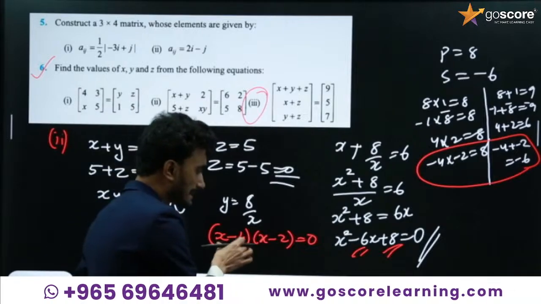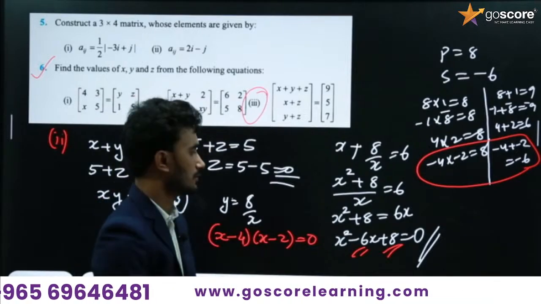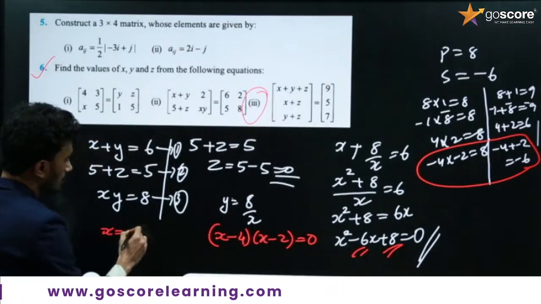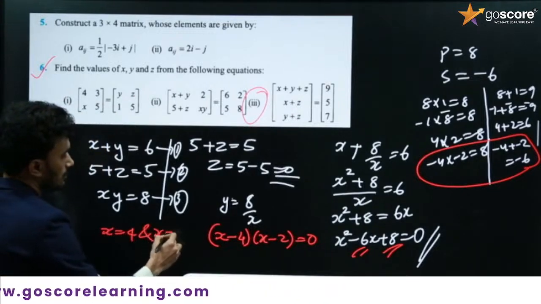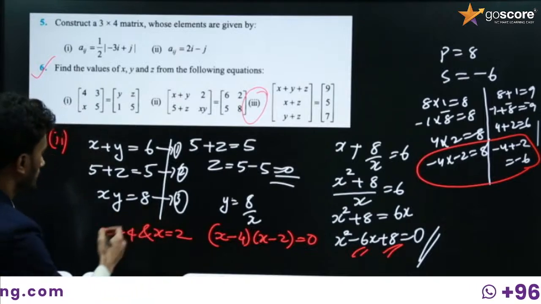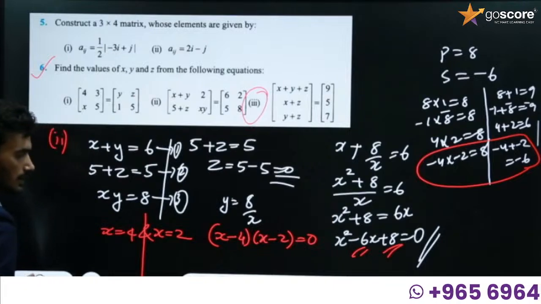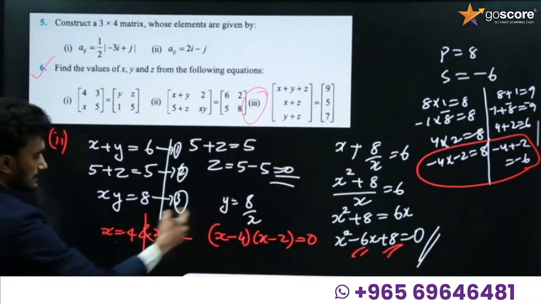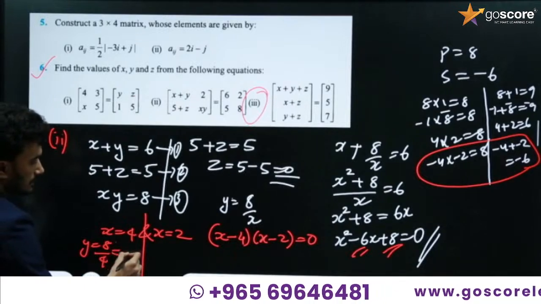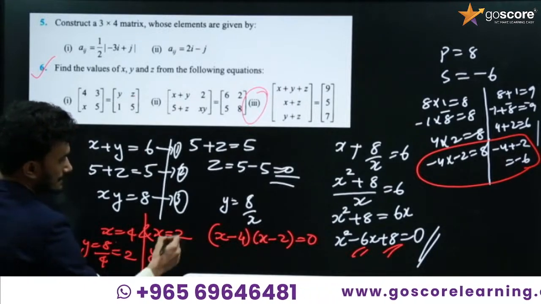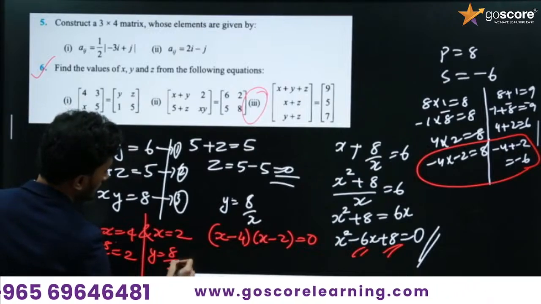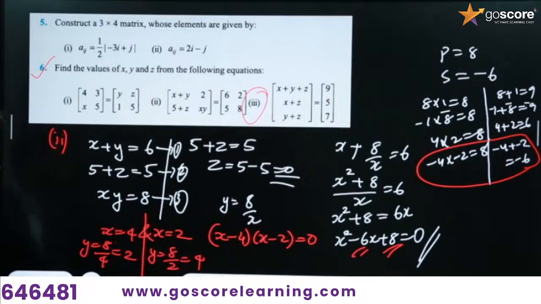If you expand this x minus 4 into x minus 2, you will get the same answer. So x is equal to 4 and x is equal to 2. If x is equal to 4, what will be the answer for y? Y is equal to 8 divided by 4, that is equal to 2. If x is equal to 2, 8 divided by 2, that is equal to 4.